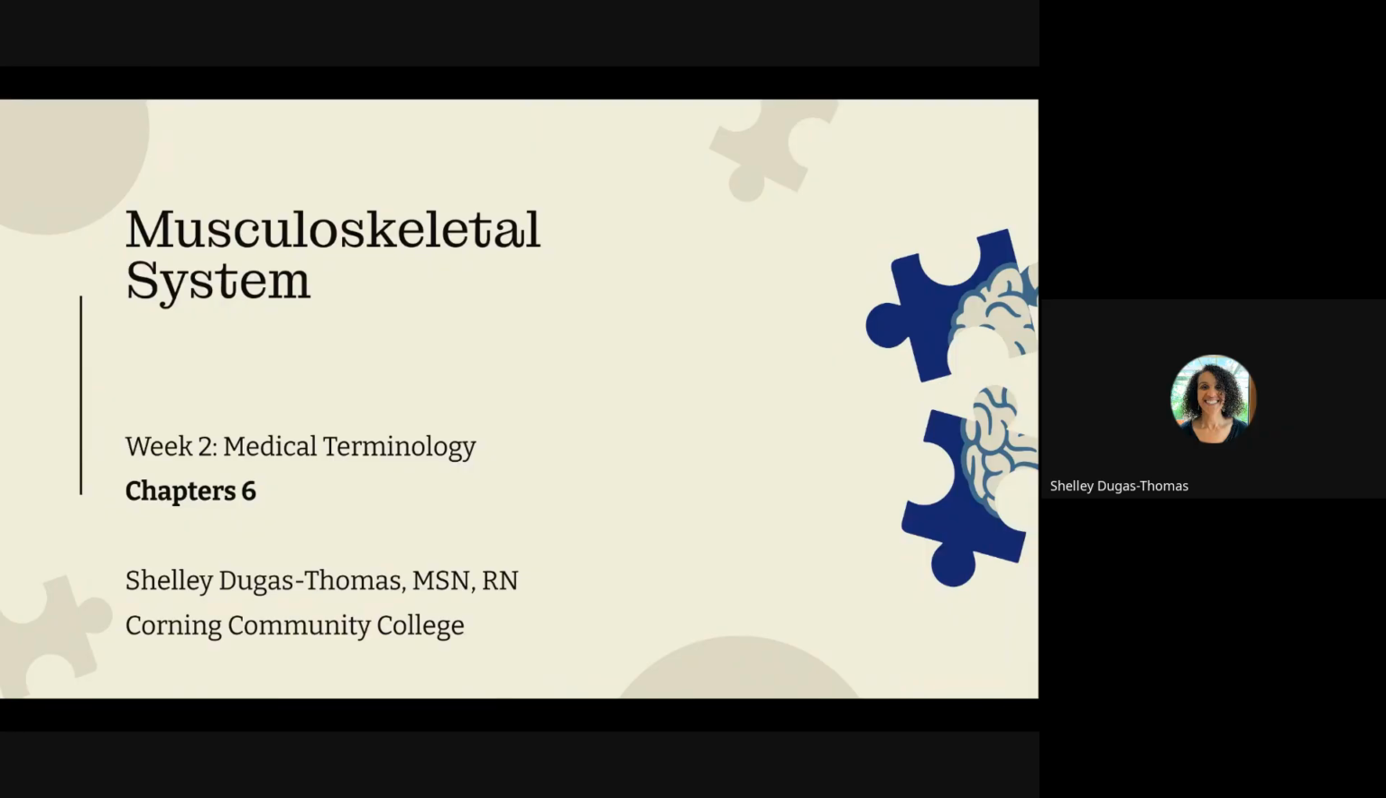Okay, so welcome to week 2. Today we are diving into chapter 6, the musculoskeletal system. As you can see, the title is a compound construction: musculo, which means muscle, plus skelet, which means skeleton, plus al, which means pertaining to. So right there is telling you what musculoskeletal is.